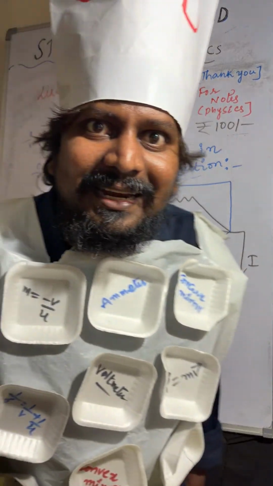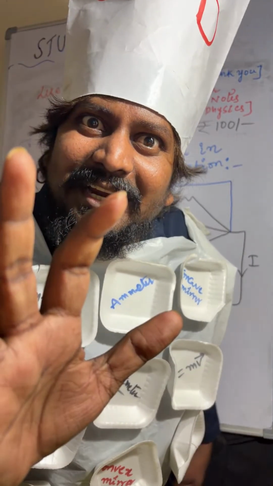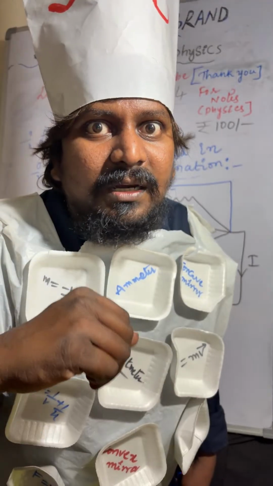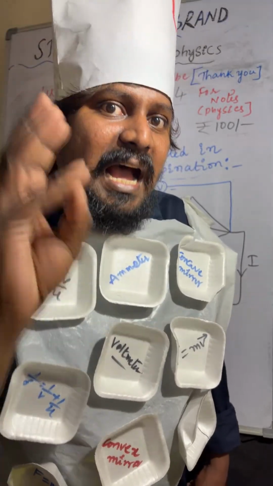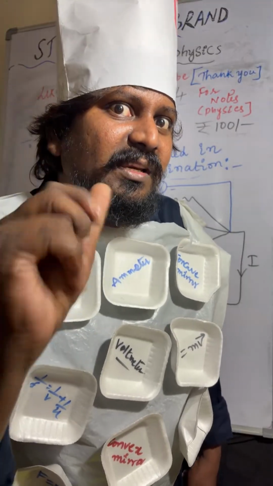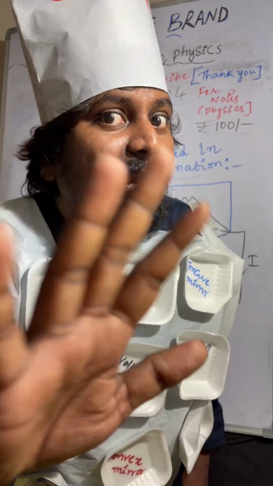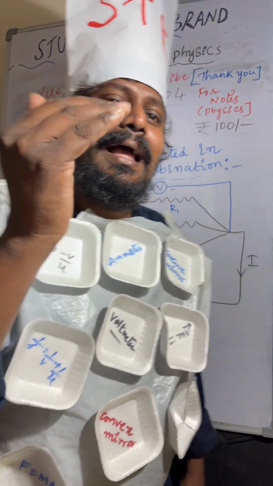Did you observe one thing here? Current is dividing into three parts, but potential difference is not dividing. Potential difference is the same across R1, R2, R3. Potential difference is the same, but current is dividing into three parts.